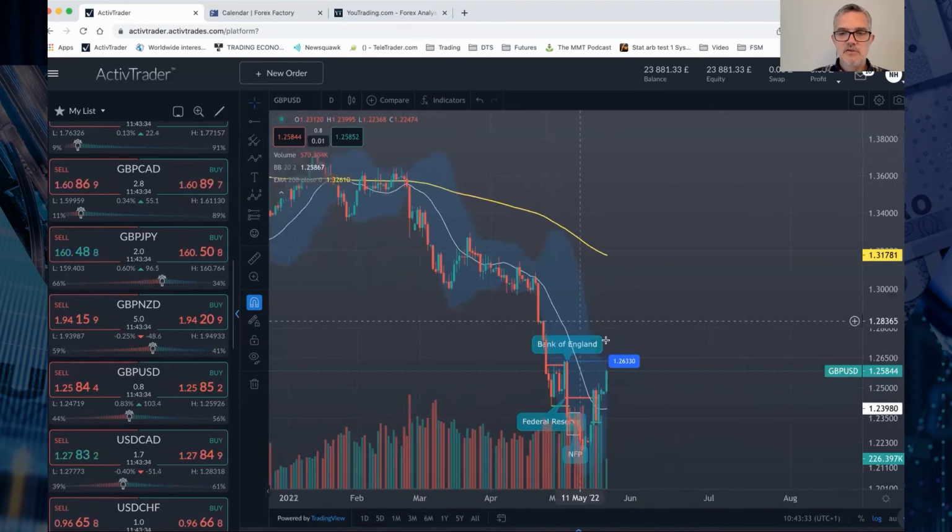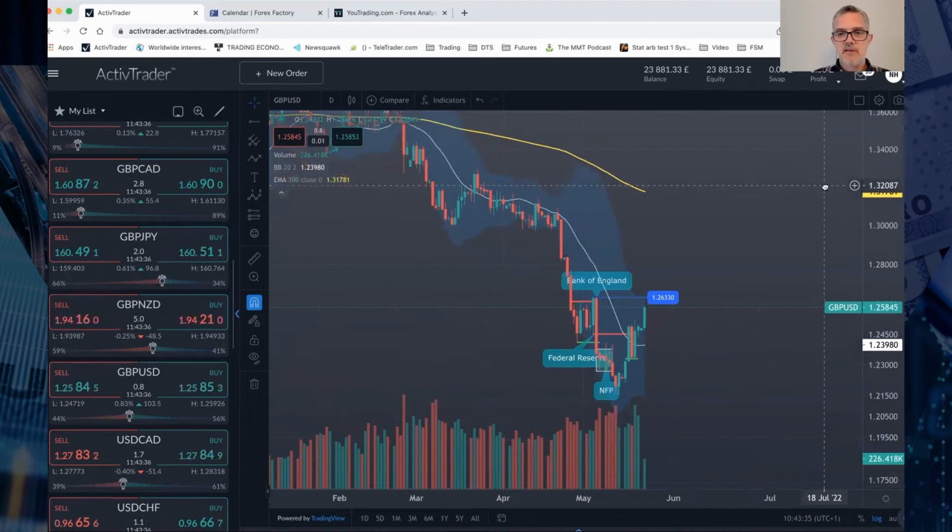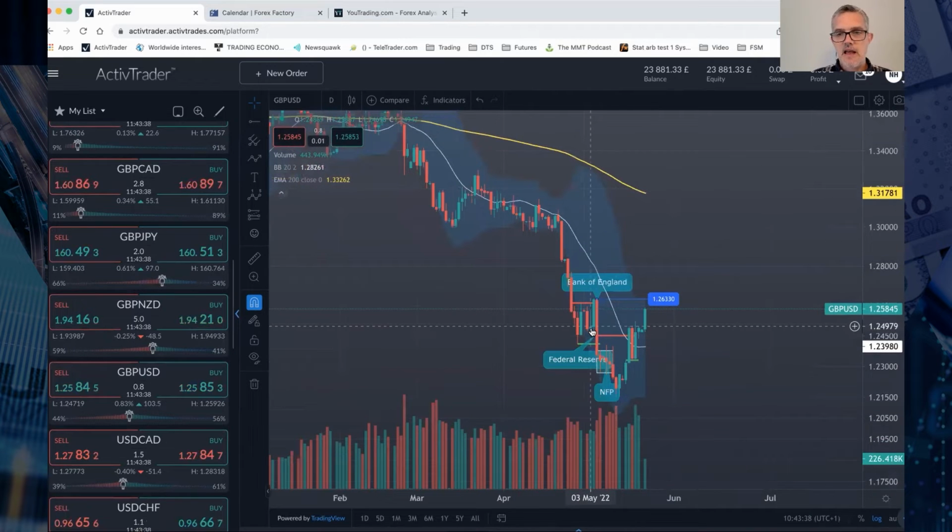Pound US dollar, similar sort of situation. Haven't quite made it above the FOMC, Fed, and the Bank of England data points. That swing high from that period of time still needs to be breached, but the pound, as you can see, is making a good run. It looks like we're going to take out the 1.26 at some point soon, and then it's just a short distance to the swing high here.